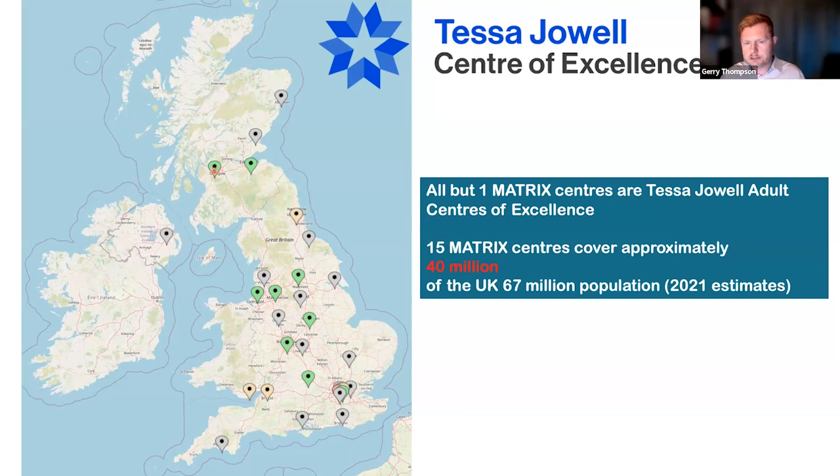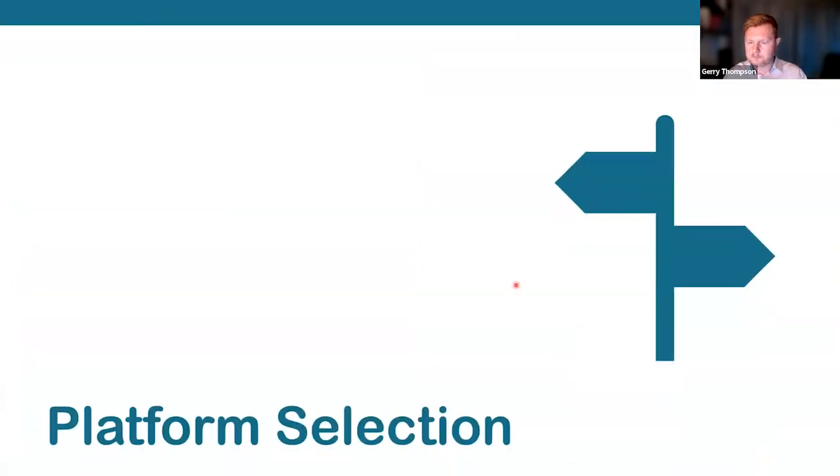So the green ones are the centres that are already active. The orange ones are the centres that are coming online. And actually, of those 15 centres, they will cover approximately 40 million people in the UK out of a total population of 67 million. So covering more than half in this multi-centre trial platform.